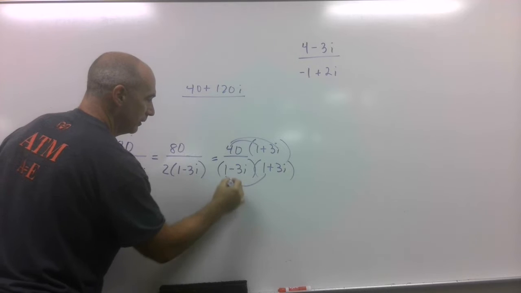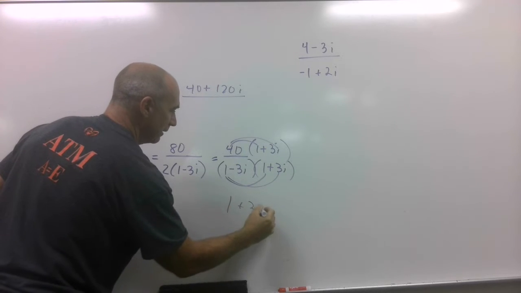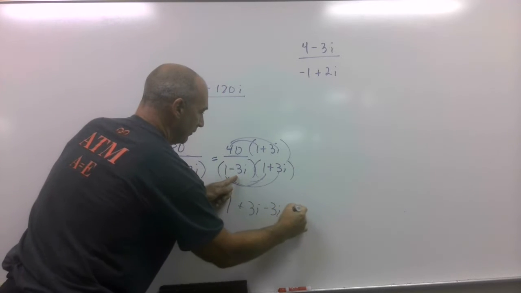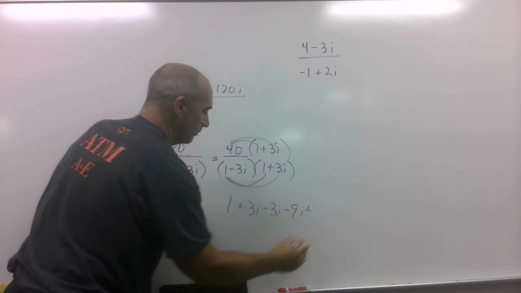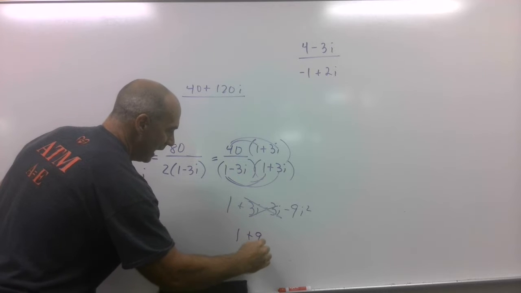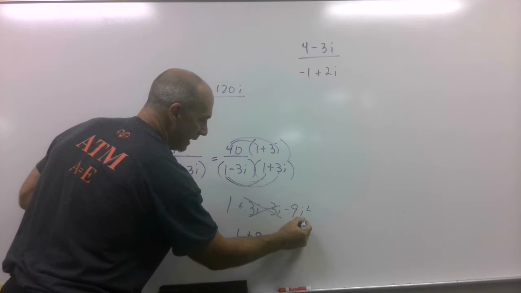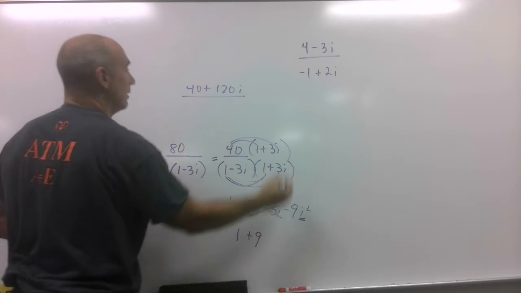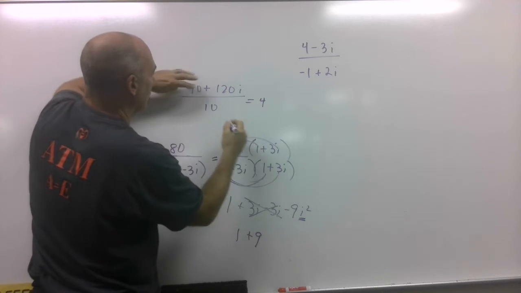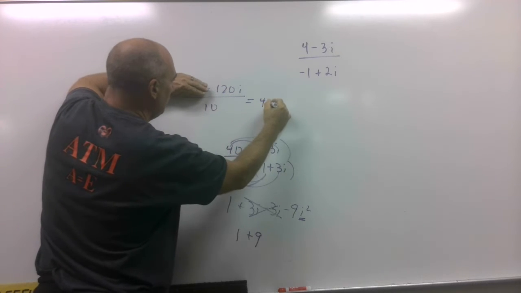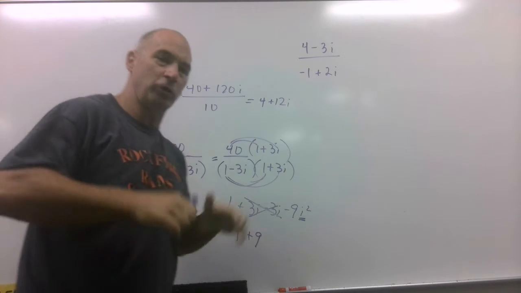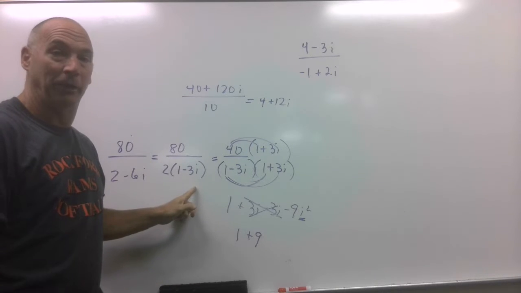1 times 1 is 1. Outside, 3i. Inside, minus 3i. Careful here. 3 times negative 3 is negative 9. I times I is I squared. Remember, the middle terms will cancel. 1 plus 9. Where's the plus? That's negative 1. Negative 1 times negative 9 is positive 9. So I get 10. Notice this is just the same thing as 40 over 10, which is 4. And then 120 over 10, which is 12. A little less work. So you be you, but I like this method a little better.